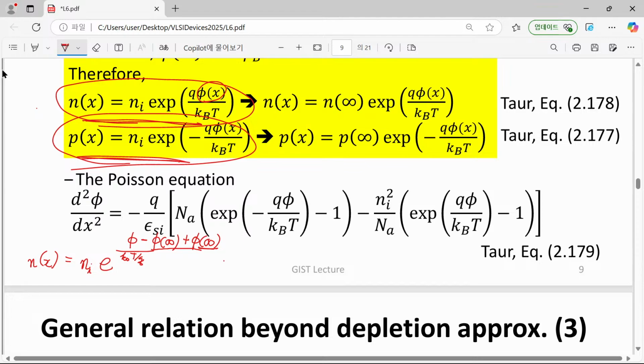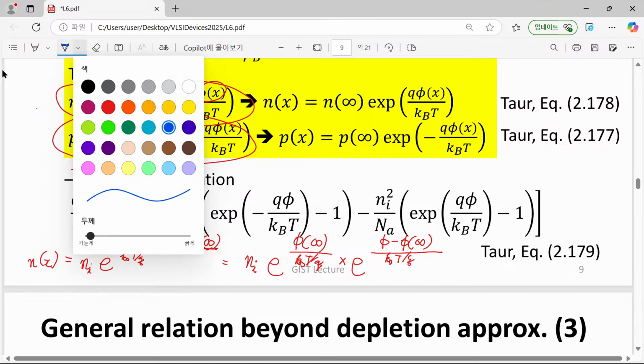And now you can see that our electron density can be expressed as Ni times exponential of q over kBT times phi at infinity. This term is consumed here, and now here we have the exponential of phi minus phi infinity divided by thermal voltage. So are you with me? Then let's just follow Professor Tower's notation.